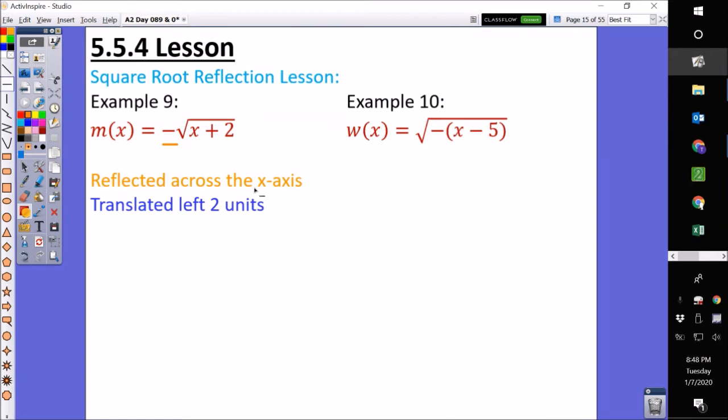That's why we have reflected across the x-axis, and then the plus 2 inside the square root and behind the x. That's why we're going to say translate left 2 units.